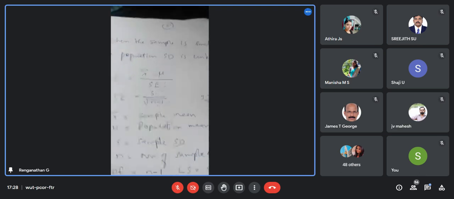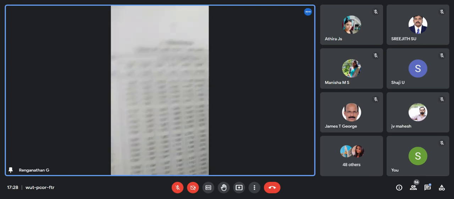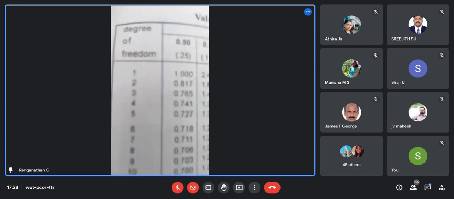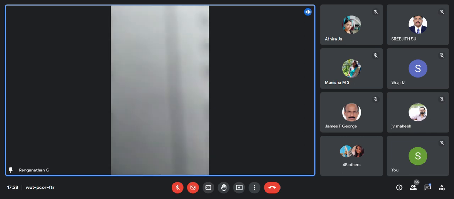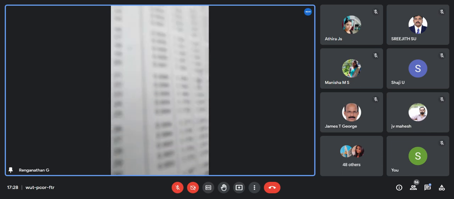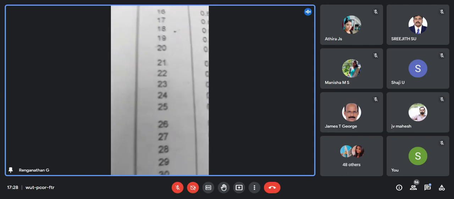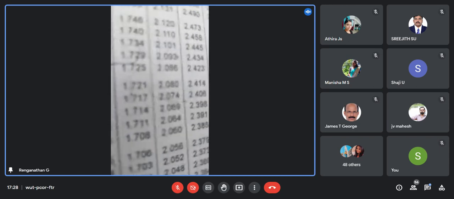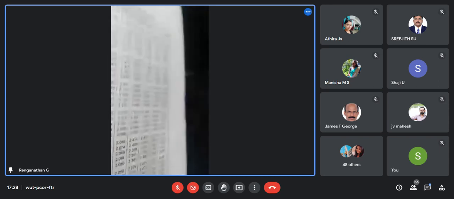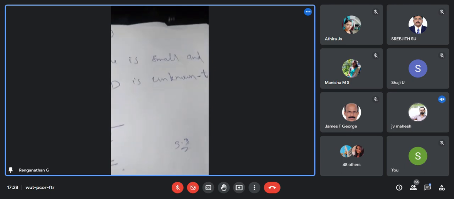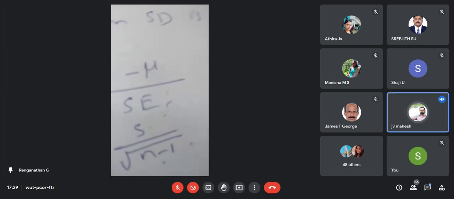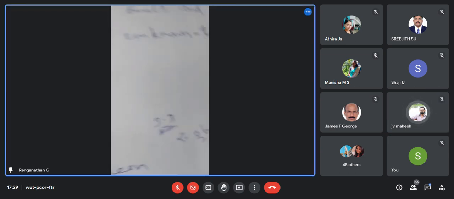Okay. Now take the T table. Come to the T table. On its left hand side, there is a row for degree of freedom. In the degree of freedom, check the value of 25. And corresponding to 25, take the 5% significance level. Okay. Then you will get the value 2.06. Table value 2.06. That is the table value.